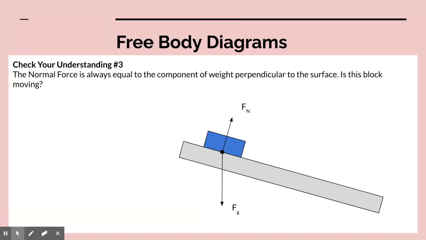The normal force is always equal to the component of weight perpendicular to its surface. Wow, that's a really weird way of just saying that the normal force is just perpendicular to the surface something's sitting on.